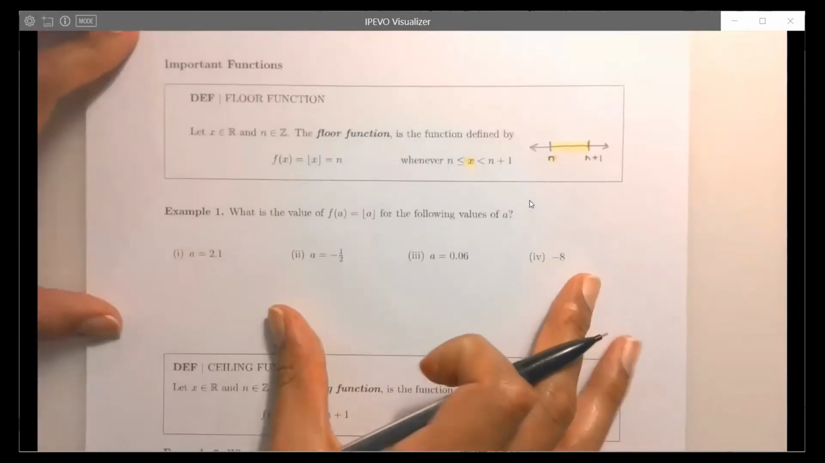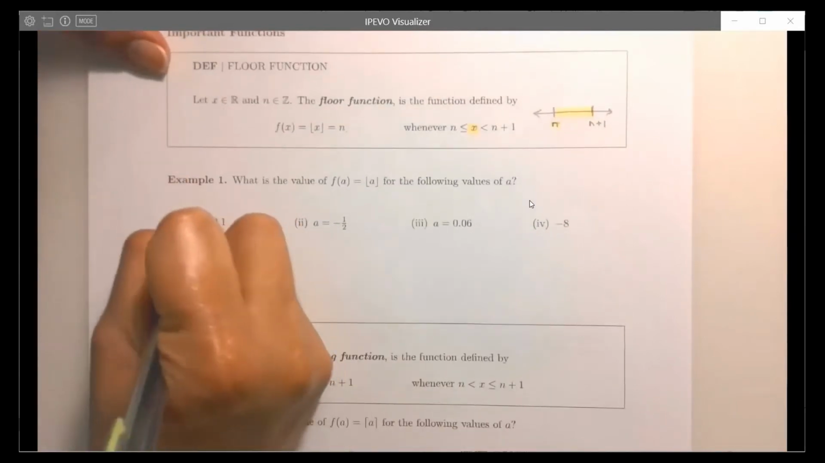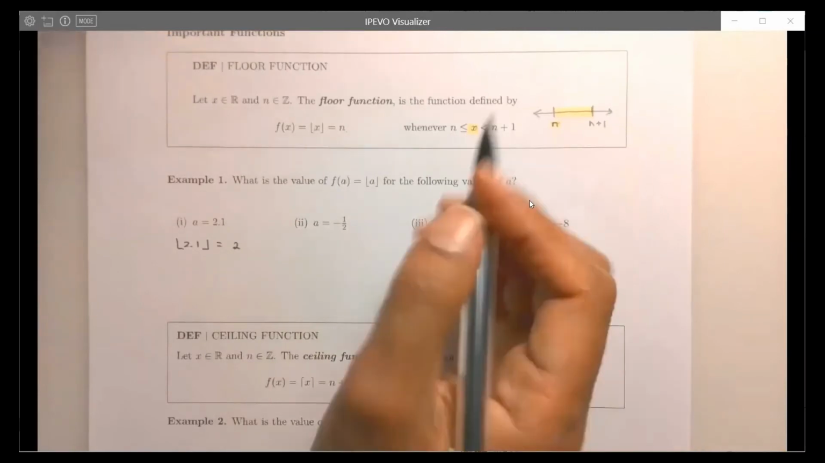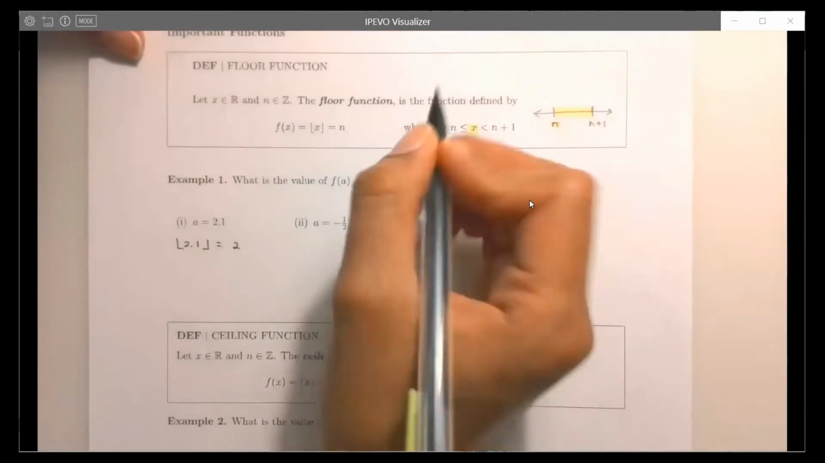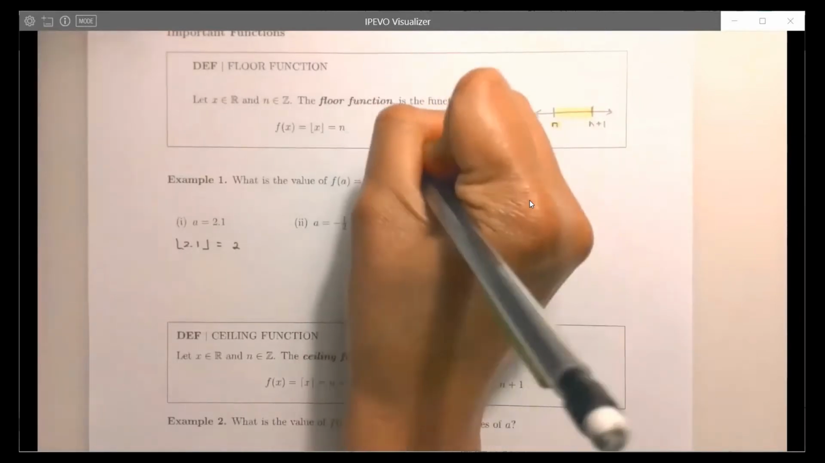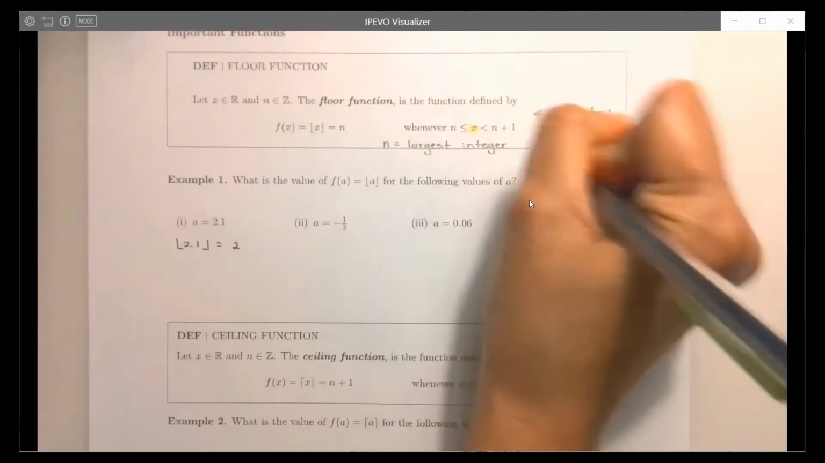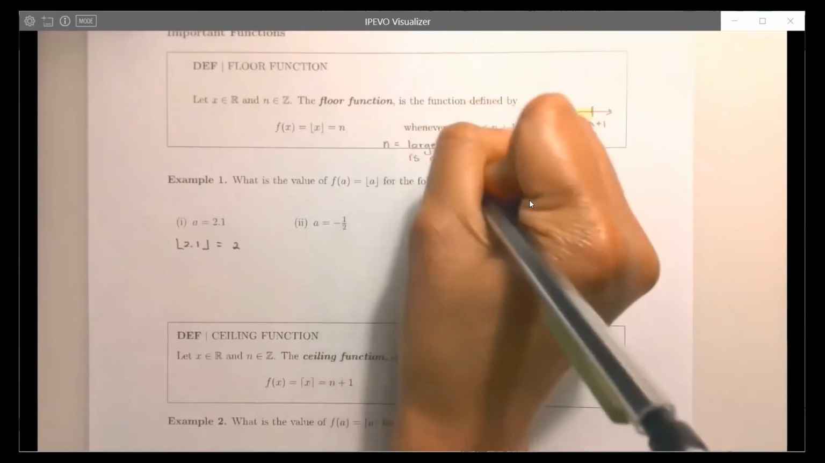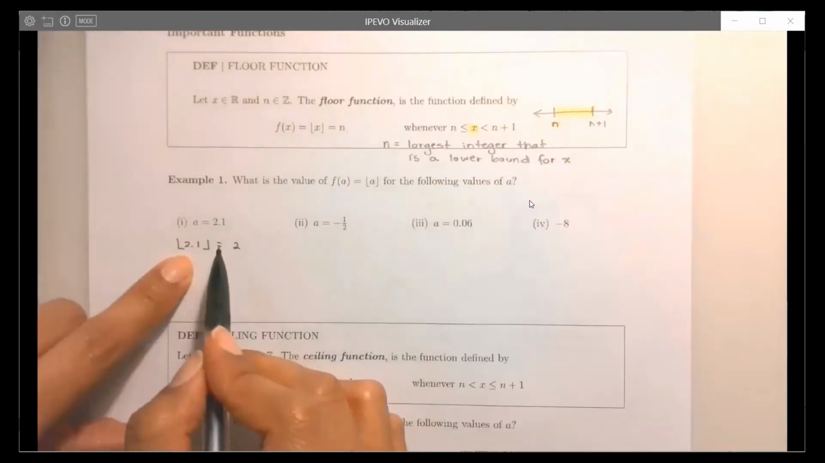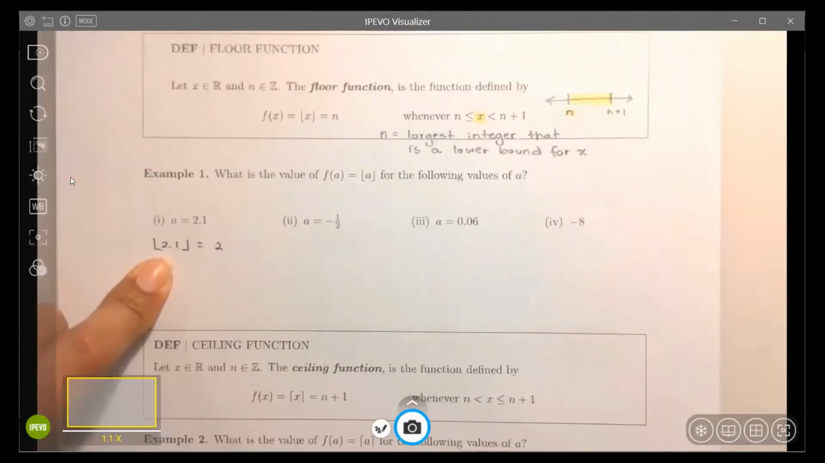And here are some examples that we're going to address. They're asking us to compute the floor function for the following values of x. So if I want to find out what the floor of 2.1 would be, that would be simply 2, because, and here's another part of the definition that I should have mentioned up here, we could read n as being the largest integer that bounds x below. So I'm just going to write this as part of the definition. n is the largest integer that is a lower bound for x. So in this case, the largest integer that is a lower bound for 2.1 would be 2.